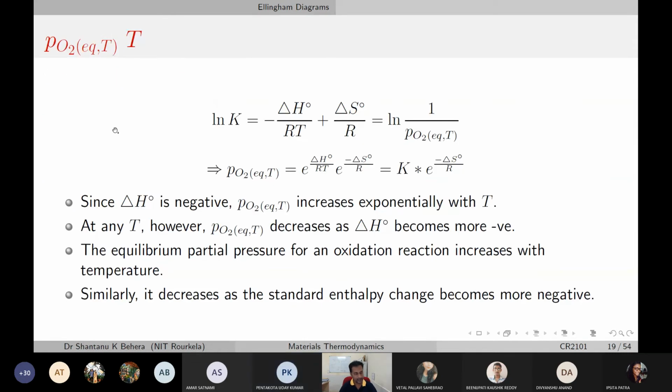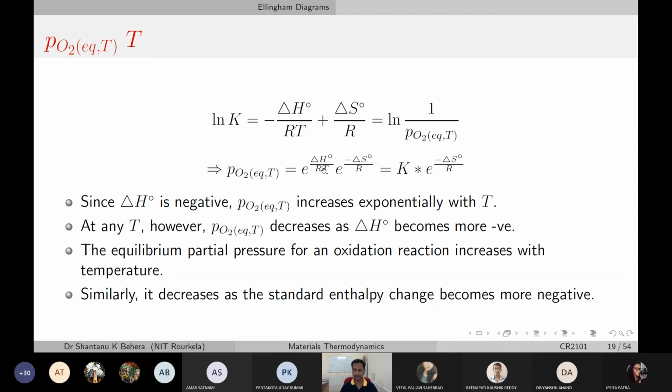And if you'd like to see the dependence, this is exactly what we've been talking about. You see that this logarithm of the rate constant here can be written in the form of minus del H by RT term and plus del S by R term, which is equal to ln PO2 to the minus 1, which is 1 by PO2. Right, and you can write the partial pressure of oxygen for equilibrium at a specific temperature in the form of exponential forms of del H by RT and minus del S by R, and you know that.